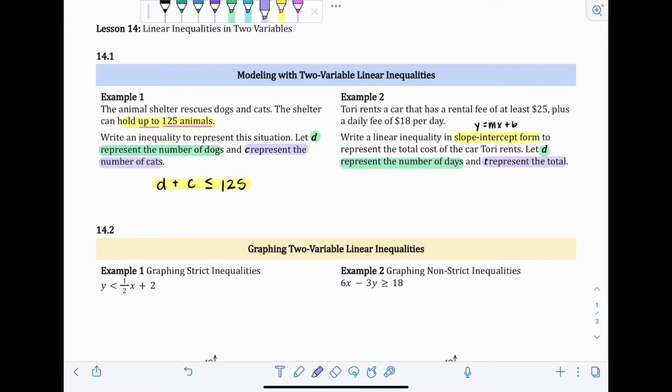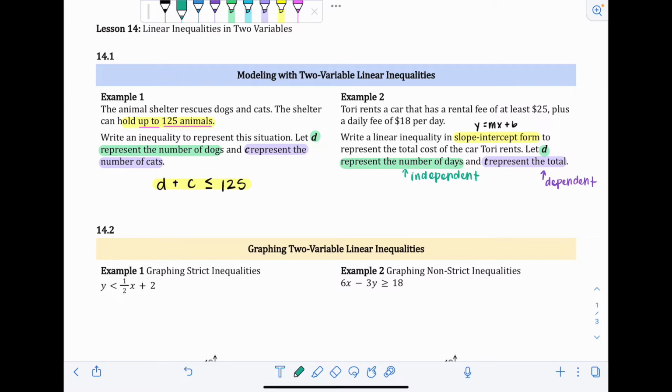So almost always, the number of days is independent, whereas the total would depend on the number of days that she rents the car for. In other words, how much she pays overall depends on how many days she rents for. So the total is going to be our dependent variable, and then the number of days is going to be our independent variable. And that's important. Independent.